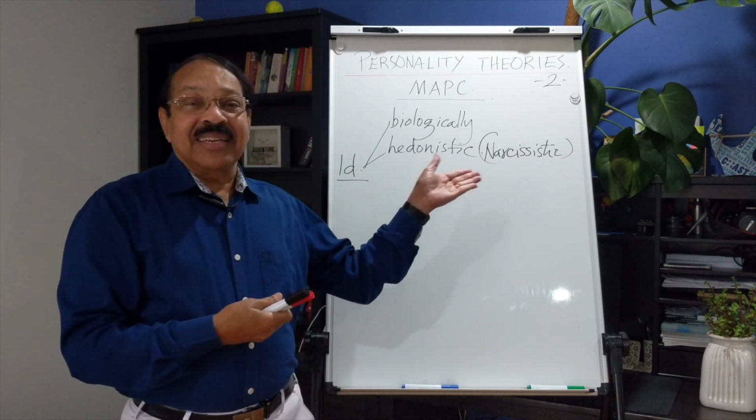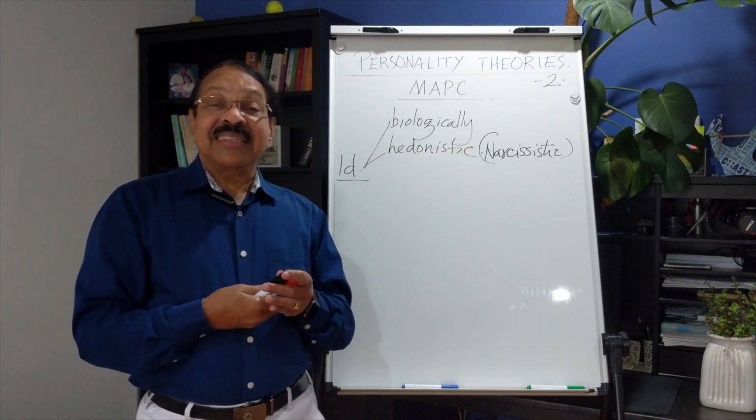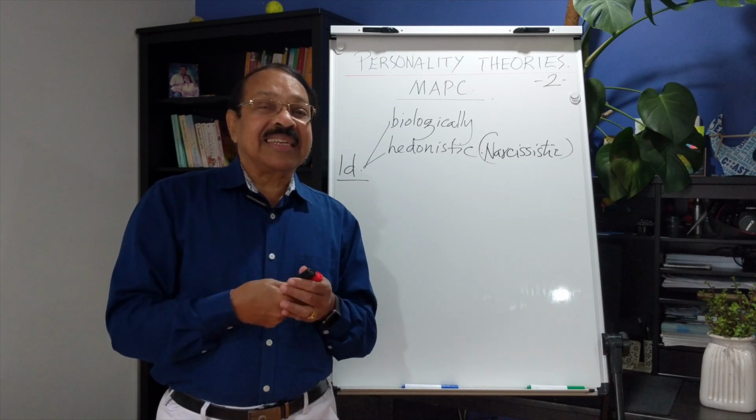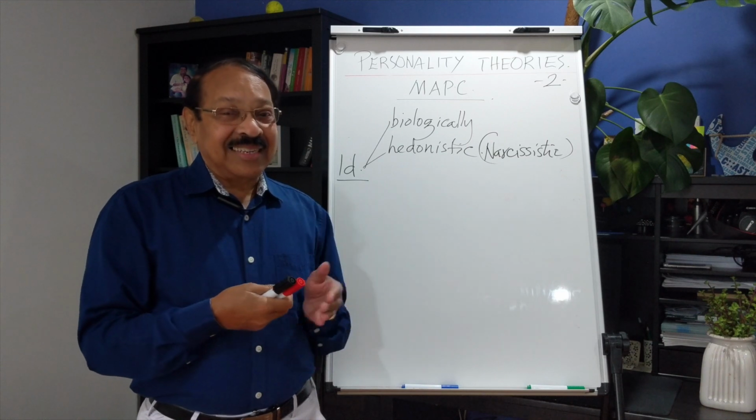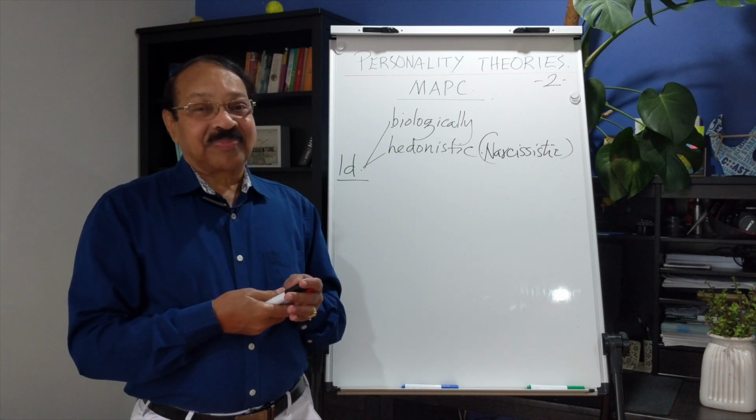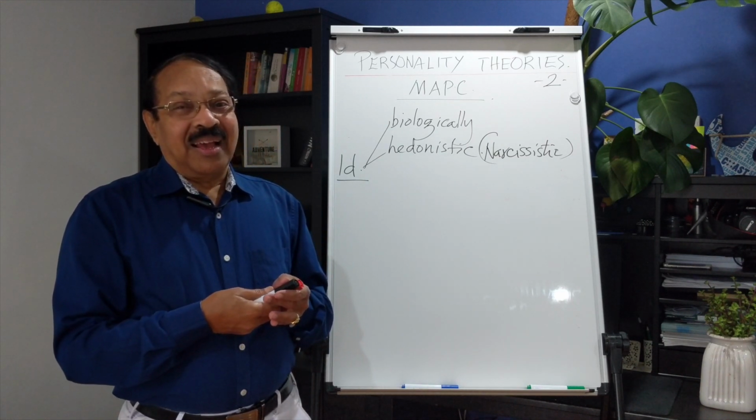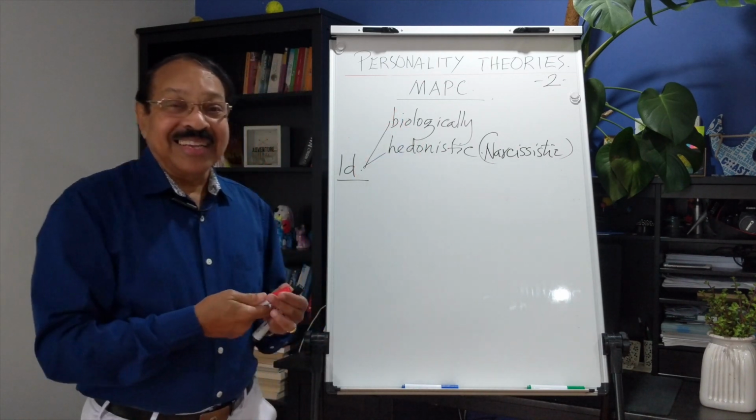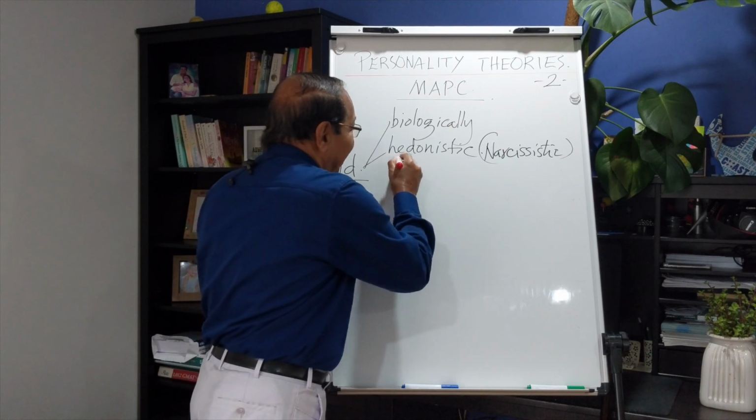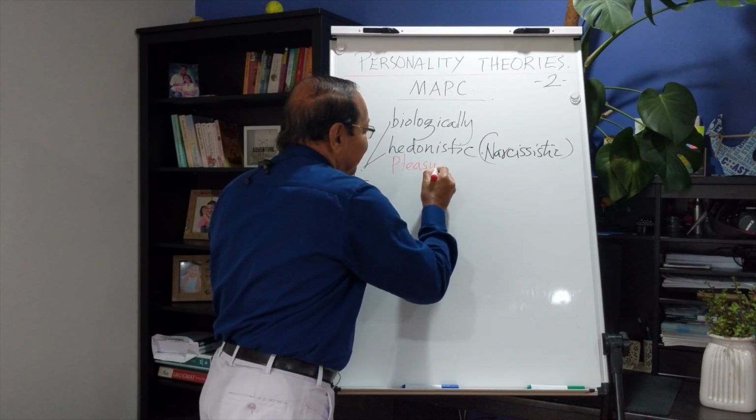So, hedonistic tendency, pleasure-seeking tendency, this is the characteristic of id. It is functioning on the pleasure principle. I put it here: pleasure principle.